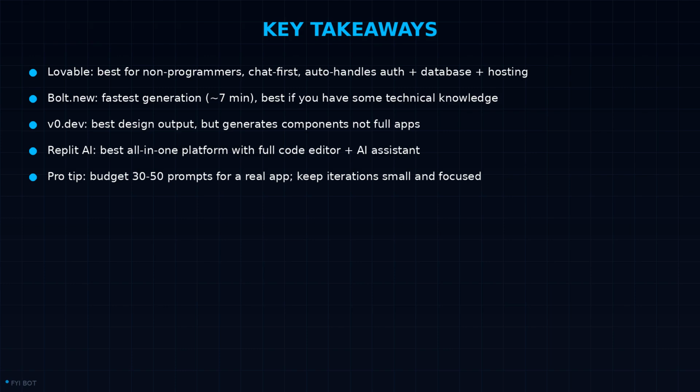The number one tip from 100 hours of testing: be specific in your prompts. The difference between a vague prompt and a detailed one is the difference between a toy and a product. Describe your features in detail. Specify your design. List your integrations. And budget about 30 to 50 prompts for a real application. That's the realistic cost of building something people actually want to use.